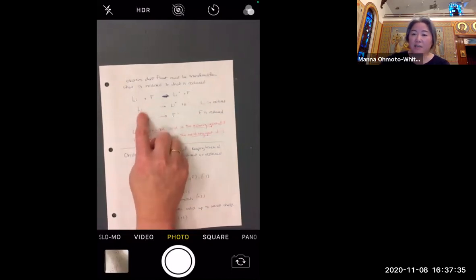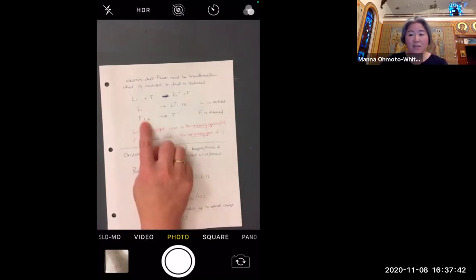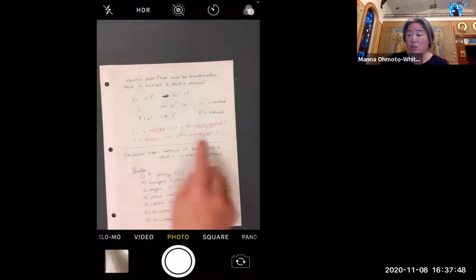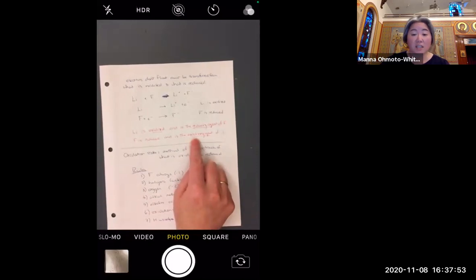So lithium, because it has a low Z effective, is going to lose the electron. Lithium will be oxidized. And fluorine has a high Z effective. It will gain the electron and it will become reduced. So lithium is oxidized and transfers its electron to fluorine, and fluorine is reduced and causes lithium to be oxidized.